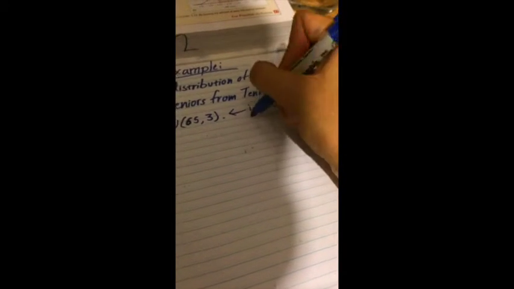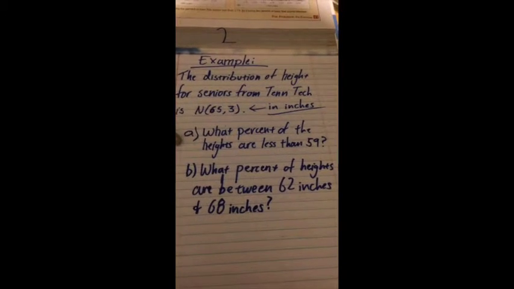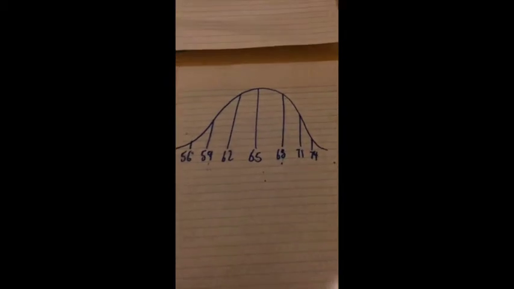The distribution of height for seniors from Tech is a mean of 65 and a standard deviation of 3, in inches. So A, what percent of heights are less than 59? And B, what percent of heights are between 62 and 68?